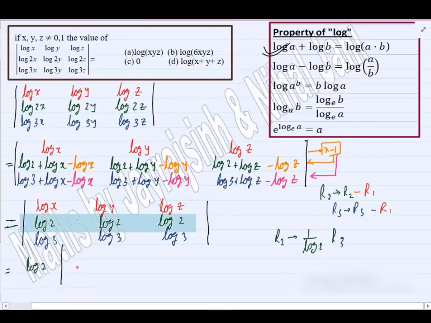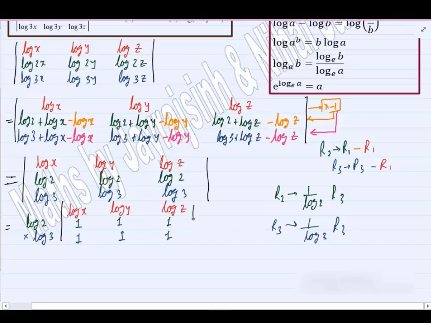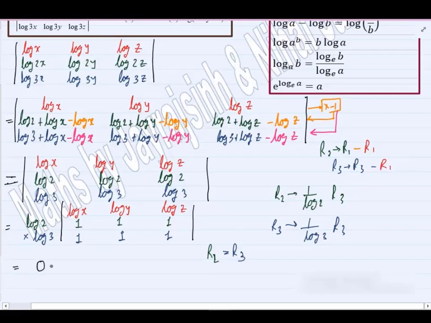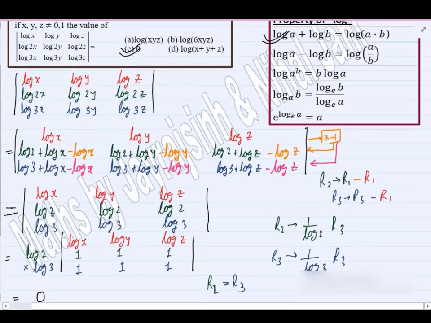So your second row will be 1, 1 and 1. The same thing can be done with the third row. R3 gives 1 by log 3 R3. So here we have to multiply log 3 with the determinant. Your third row will be 1, 1 and 1. Your first row will be as it is, right? So you can see your second row is the same as the third row. So we can say your determinant is 0. Ta-da! Option C is your final answer.